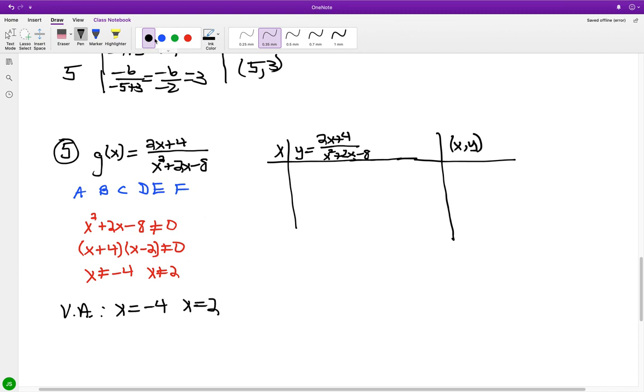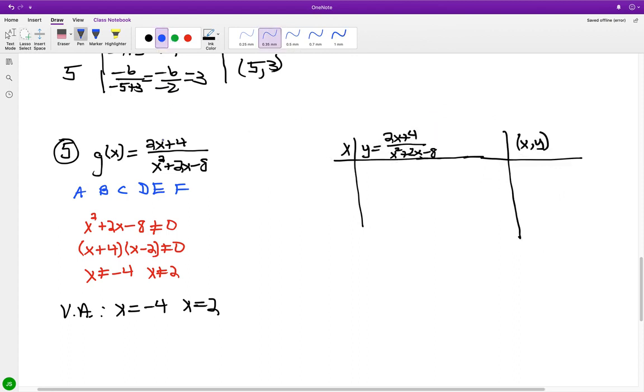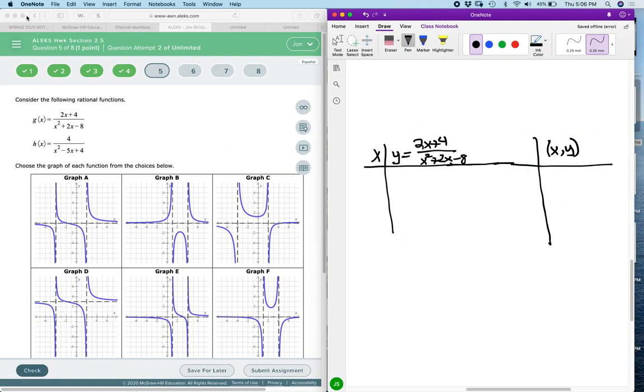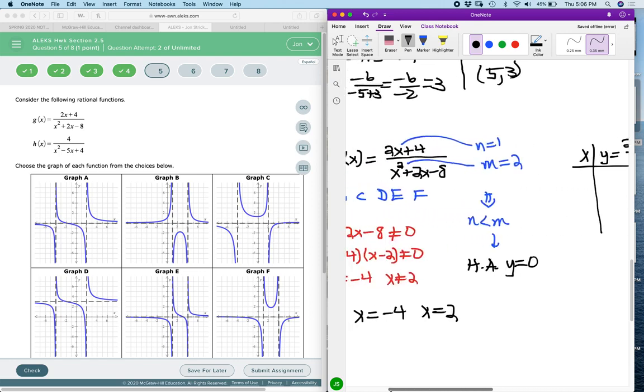Now looking at the degree comparisons. In the numerator, we have 2x + 4, from which n is equal to 1, and in the denominator, m is equal to 2. So n is less than m, and as a result, we're going to have a horizontal asymptote where y is equal to 0.